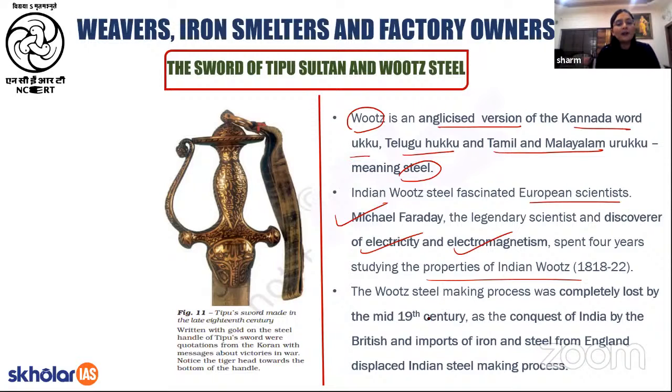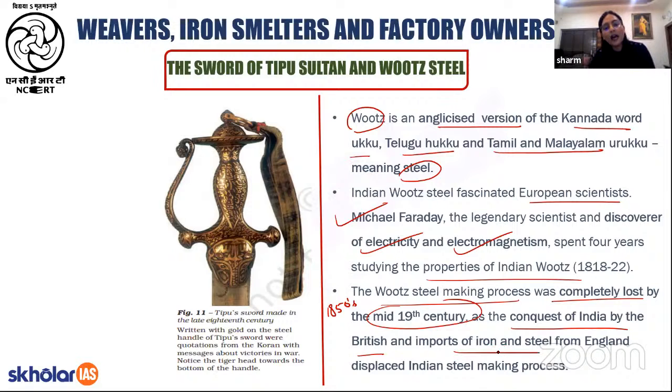Apart from that, the wootz steel making process was completely lost by the mid 19th century, that is by the 1850s. Why? Because our country was conquered by the Britishers, and it was flooded with imported iron and steel from England, which displaced the Indian steel making process.